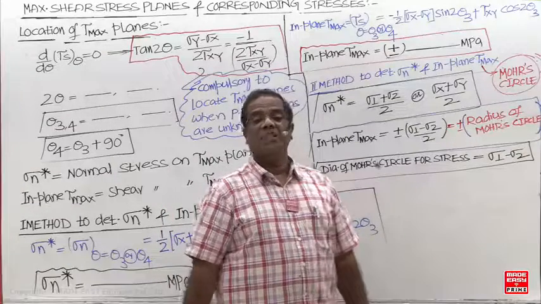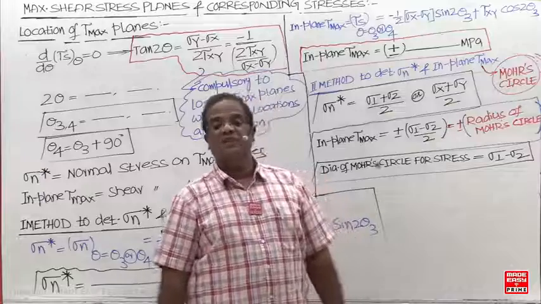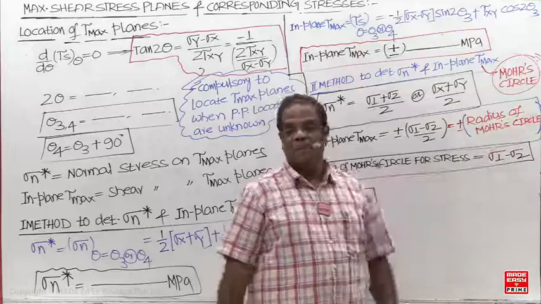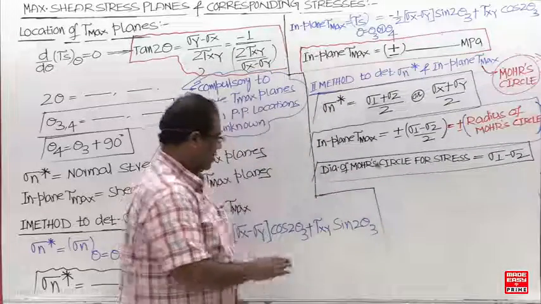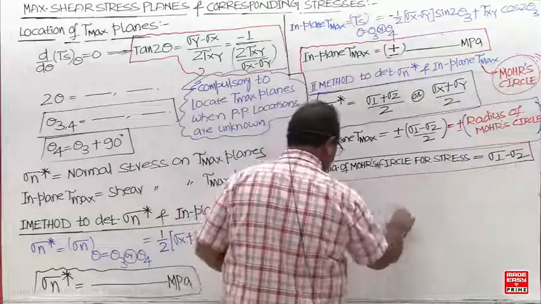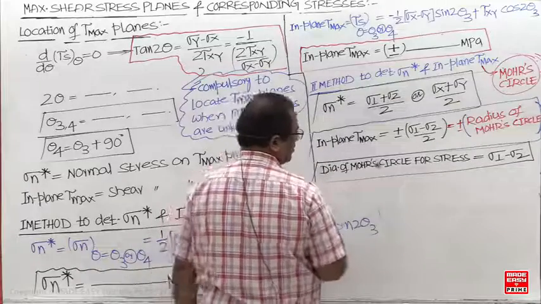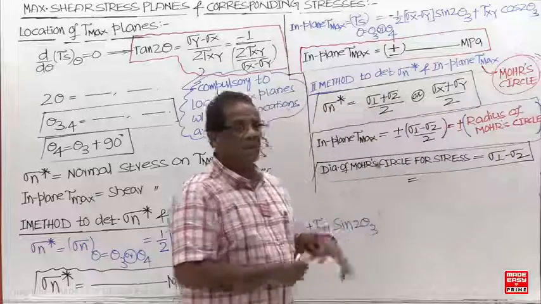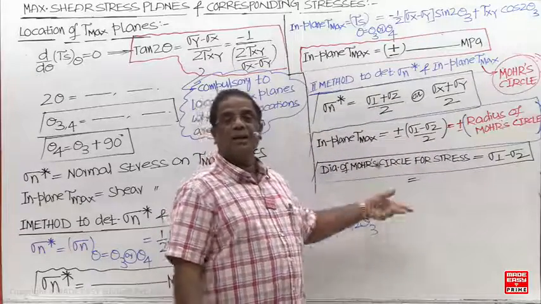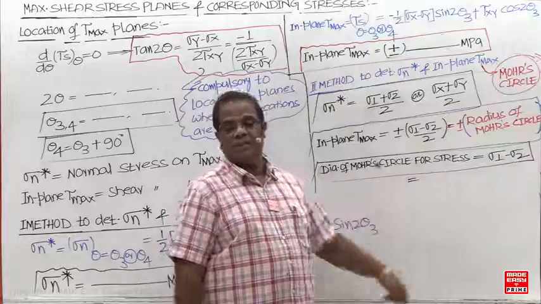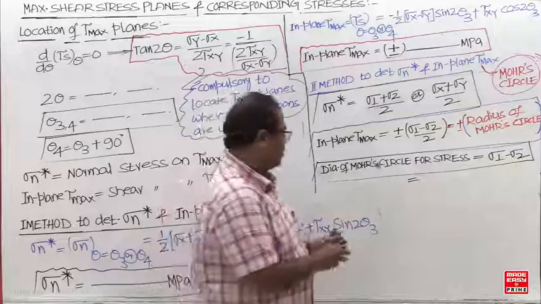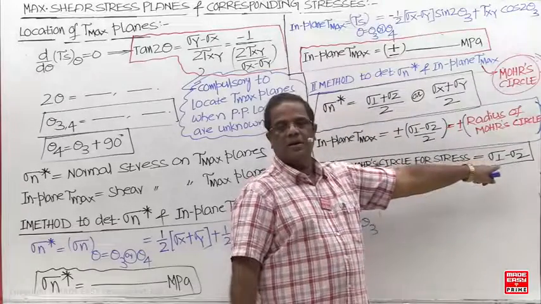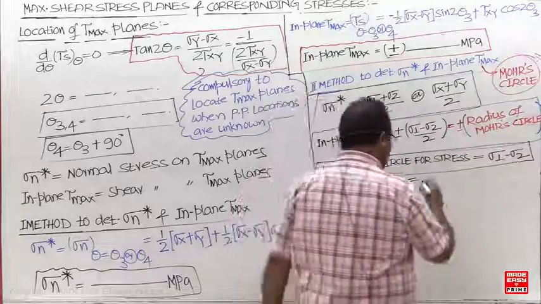Normal stress should be replaced by the corresponding normal strain, and shear stress by half of the shear strain. So if you ask for the diameter of the Mohr circle for strain, it is epsilon 1 minus epsilon 2. What is the expression for this? Sometimes a direct objective question will be given: sigma x, sigma y, tau xy are given, find the principal stress Mohr circle diameter. You know the sigma 1 and sigma 2 equations written just now; sigma 1 minus sigma 2 will give the diameter.